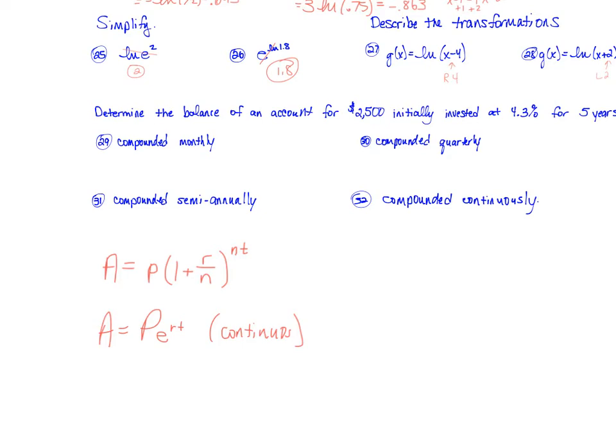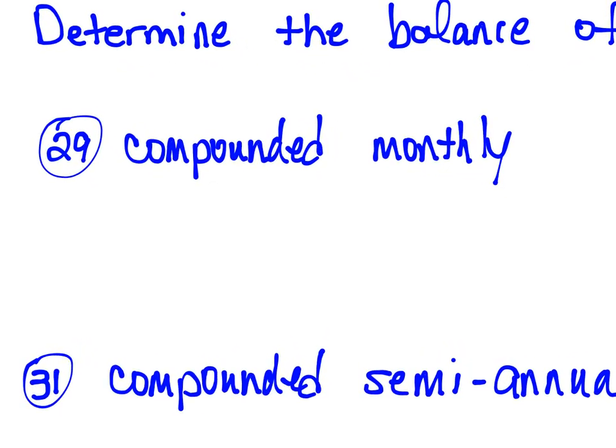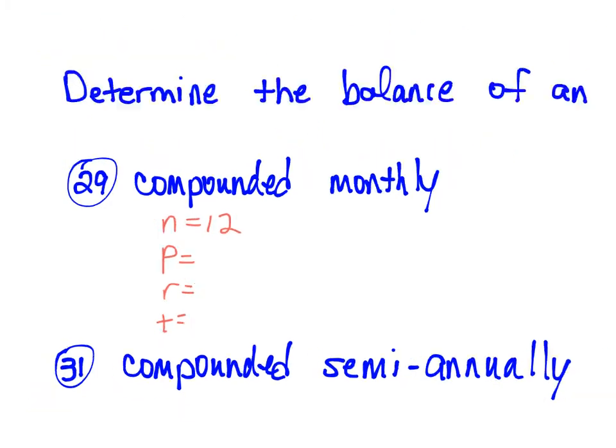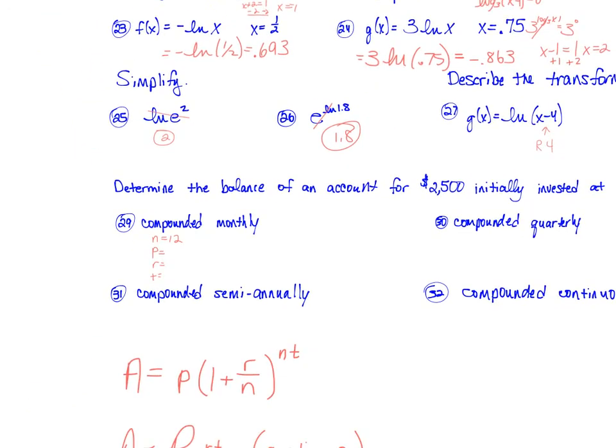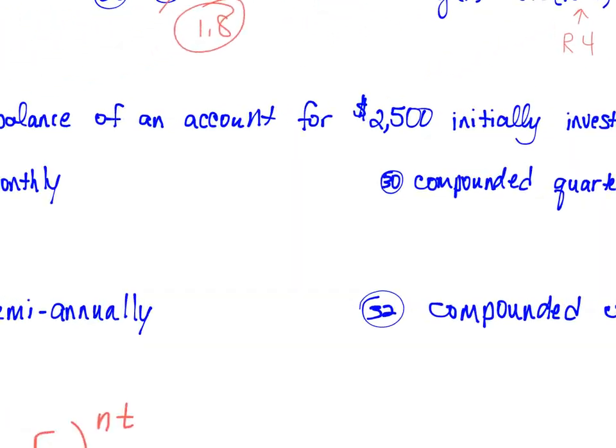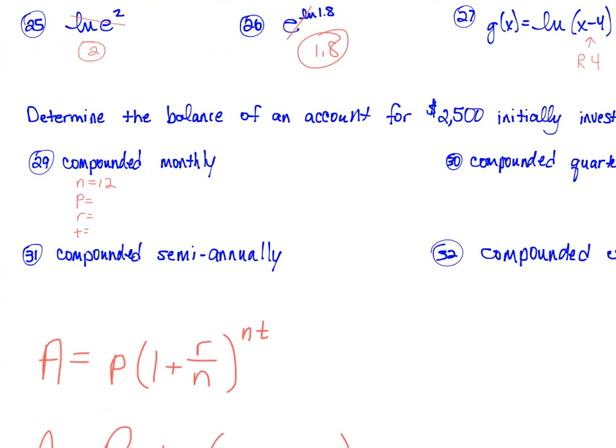So if you have something that's compounded monthly, right away they're telling you what your n equals. n equals what in monthly? 12. You have to have the P, the r, the t, and the n. So let's figure out what all those things are and then worry about filling in the formula. Read the question. Determine the balance of an account for $2,500 initially invested at 4.3 for 5 years. What is the initial amount that I put in?